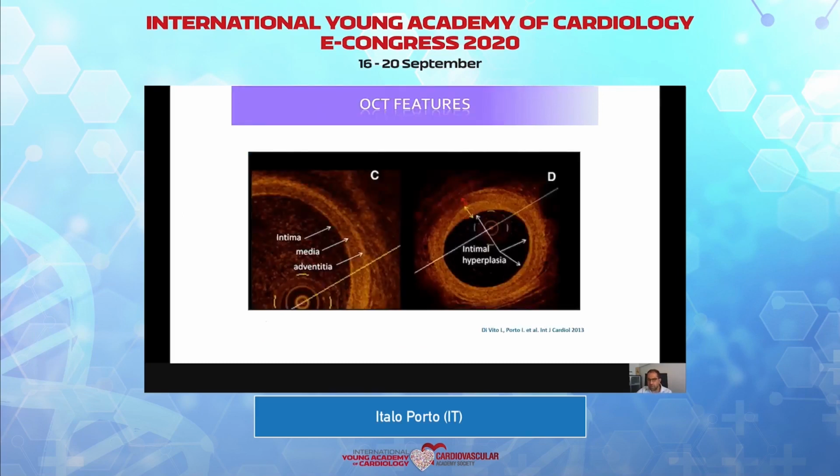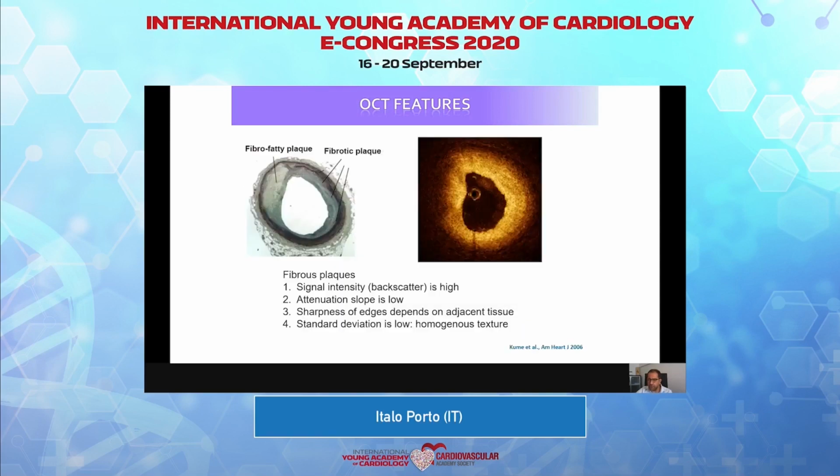What about OCT? With OCT, you have higher resolution. You can more or less identify the intima. You can easily identify the media, and you can sometimes, less than with IVUS, but quite often, see the external elastic membrane and the adventitia. You can clearly see the first levels of atherosclerosis, so intimal hyperplasia. You can identify some features which are pointing to some types of plaques.